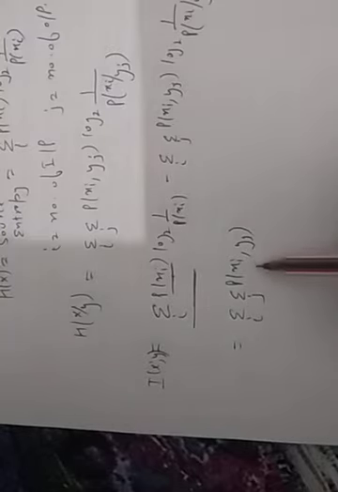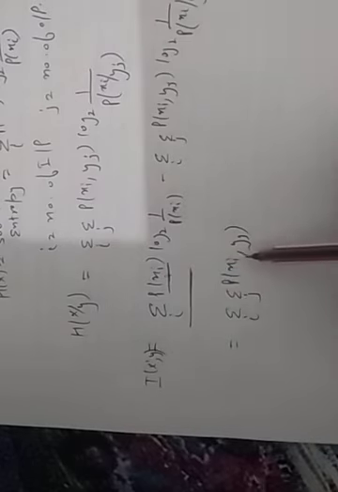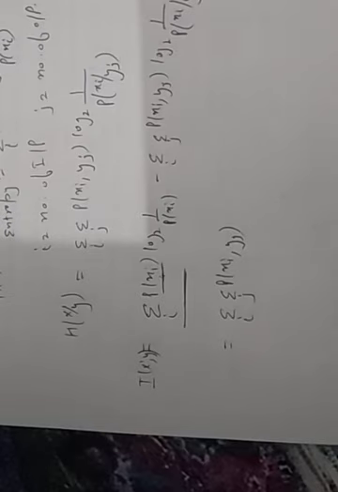So this will represent the ith row. That means the probability of the ith input, right? So this is what I have written down. I will replace p(xi) with the joint probability p(xi, yj), and then put a summation sign over j. That means one row of joint probability will give the input probabilities.